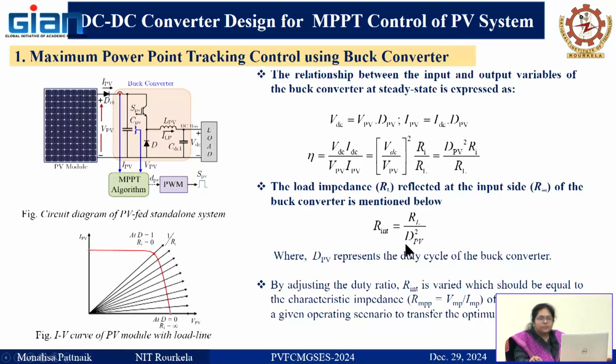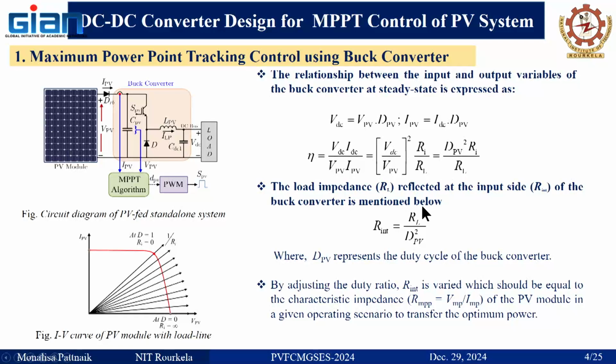So that means if you vary this duty ratio, you can vary the operating point accordingly. If the duty ratio D is kept at 0 in the ideal case, that means your input impedance, or the input resistance, becomes infinite. And if D is 1, the input resistance is equal to the load resistance. So that load line, if you see, varies between these points.